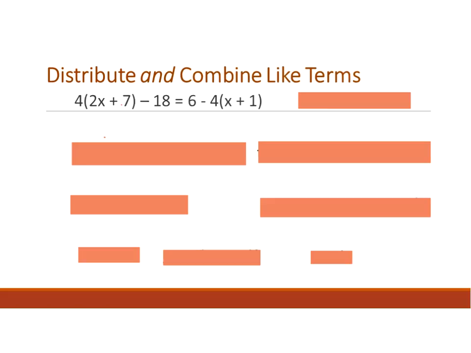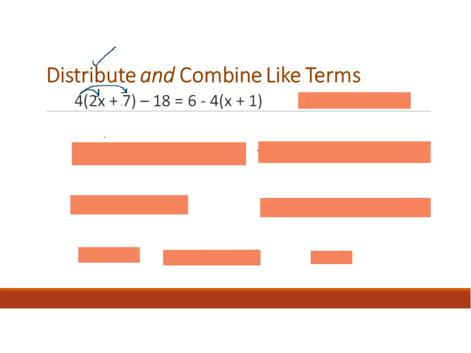Now we're going to put both of those skills, the distributive property and combining like terms, together. So looking at this somewhat complicated looking equation, first of all, we're going to distribute. We have a couple sets of parentheses, so we need to take the 4 and multiply by the 2x, take the 4, multiply by the 7.